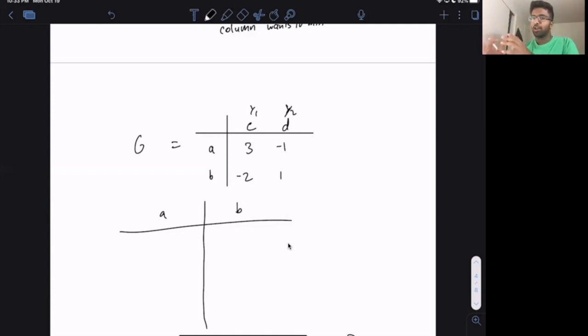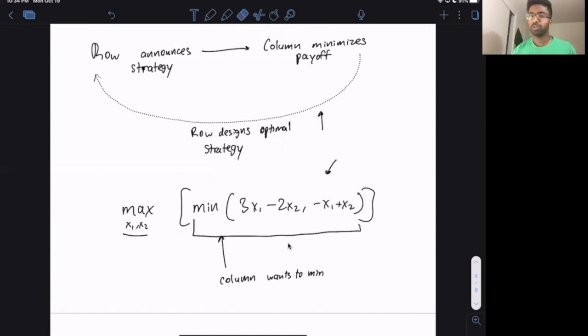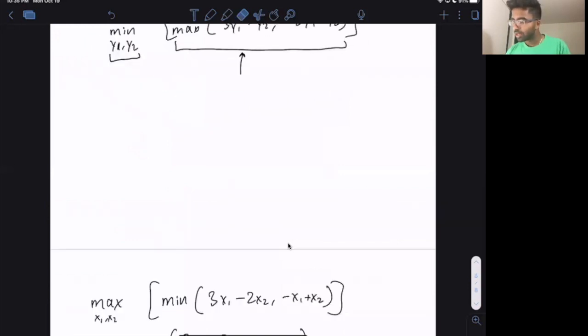But from Column's perspective, Column is going to want to design y1 and y2 probabilities such that this whole expression is minimized. So in the first case, where we were designing Row's strategy, Row tries to maximize a minimization expression. Here, Column is going to minimize a maximization expression, right? It kind of works two ways. Even if that's a little unclear, let's push forward.